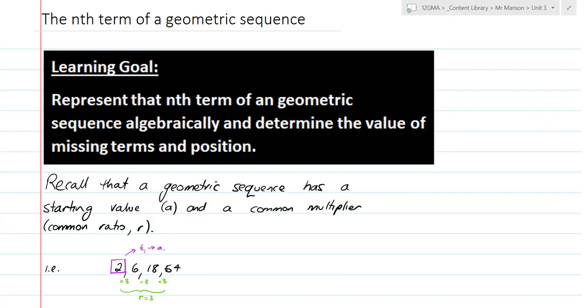So this is the nth term of a geometric sequence. We haven't quite started the Earth geometry topic yet. So there's your learning goal: represent the nth term of a geometric sequence algebraically and determine the value of missing terms and position.